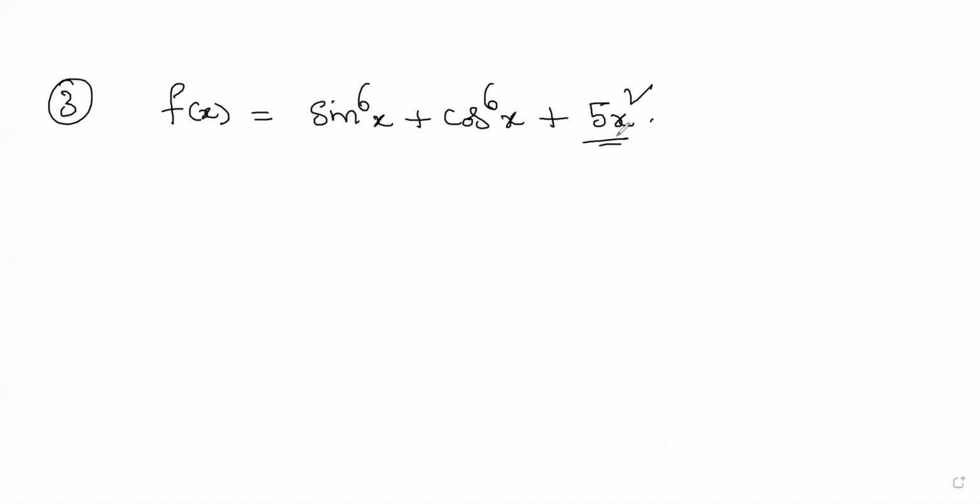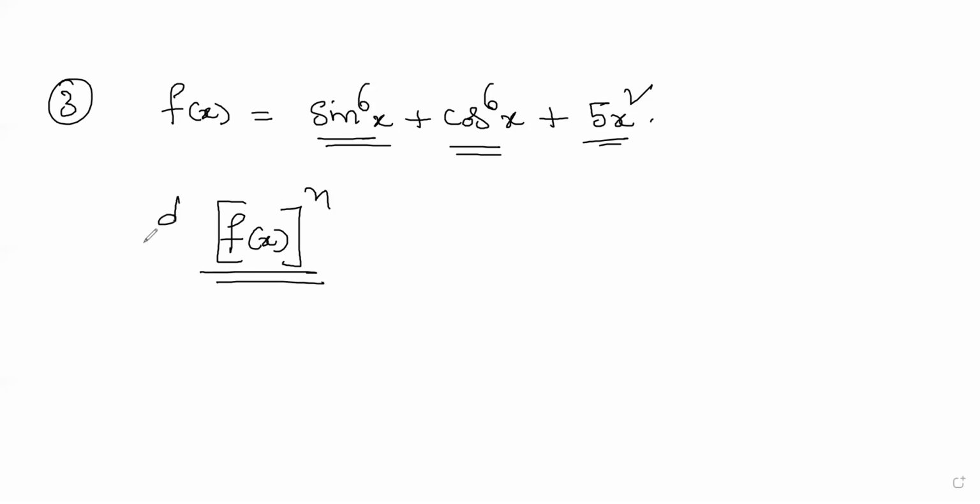Now the third one, let us take f of x is equal to sine power 6x plus cos power 6x plus 5x square. This is a little bit tougher. How to deal with such a function? We have sin x derivative, but sine power 6x, how to deal with it? Suppose I see a situation like f of x whole power n, and I have to take the derivative of this.